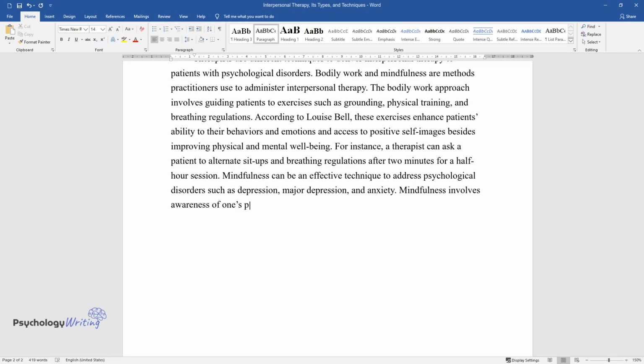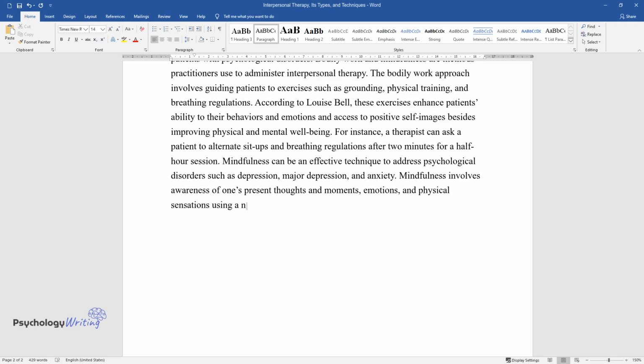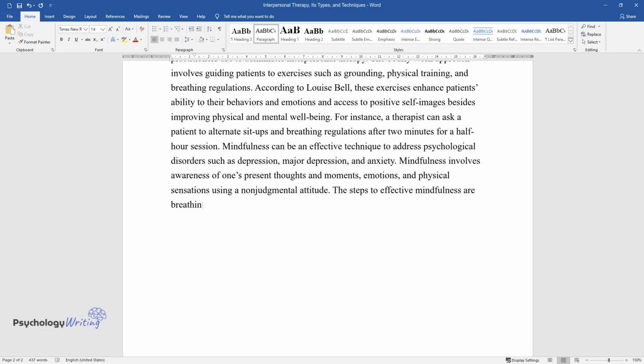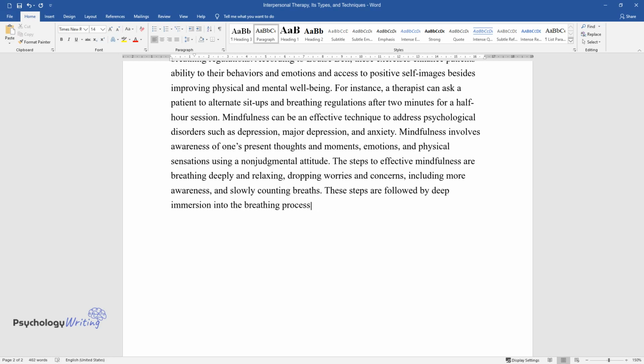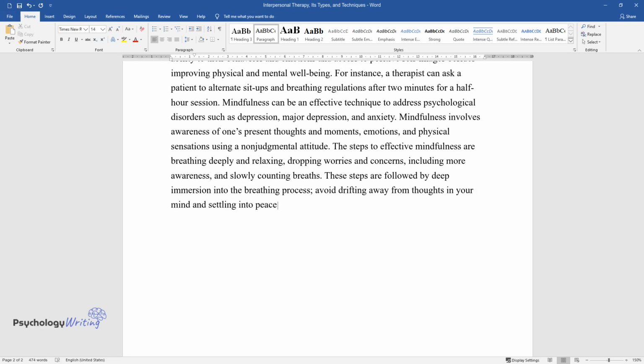Mindfulness involves awareness of one's present thoughts and moments, emotions, and physical sensations using a non-judgmental attitude. The steps to effective mindfulness are breathing deeply and relaxing, dropping worries and concerns, including more awareness, and slowly counting breaths. These steps are followed by deep immersion into the breathing process. Avoid drifting away from thoughts in your mind and settle into peaceful awareness.